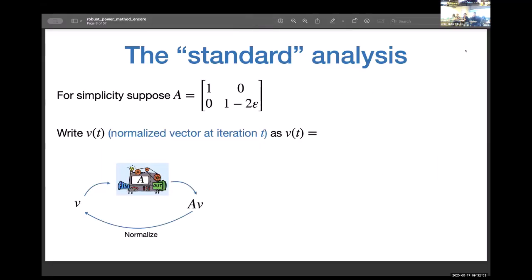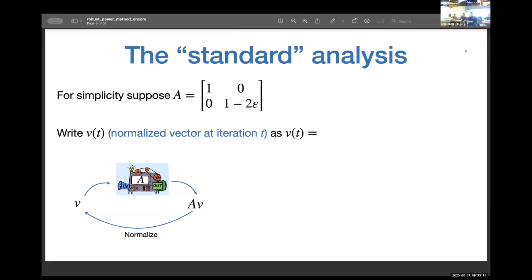To answer that, let me introduce the standard way the power method is analyzed. For simplicity, let's say A is a really nice diagonal matrix where the top eigenvalue is 1 and the other eigenvalues are 1 minus 2 epsilon. This is not exactly a 1 minus epsilon approximation, so I really need to get closer to 1.